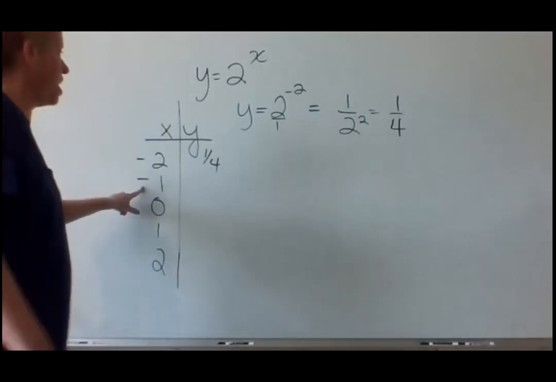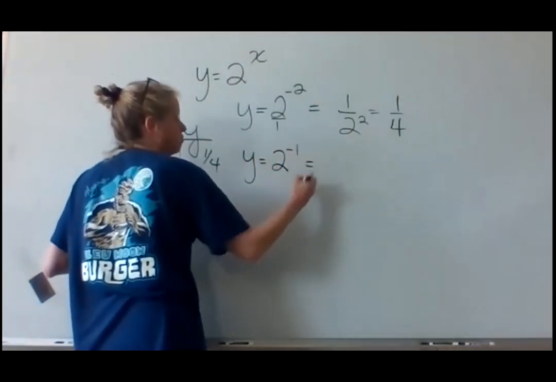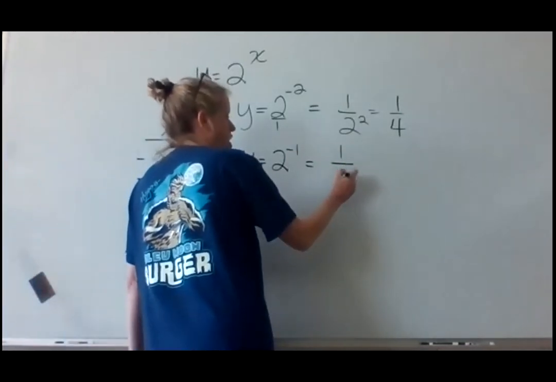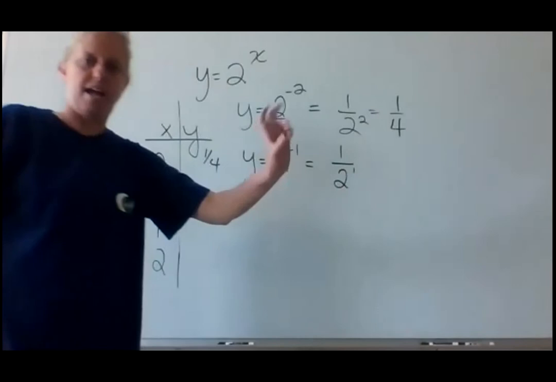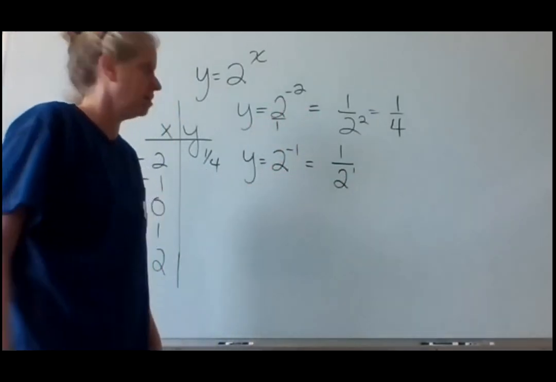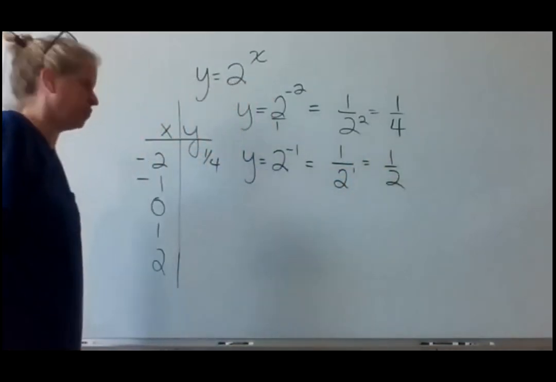I'm going to do the same thing now. I'm going to replace the X with -1. So 2 to the -1 power. So let's see, that'll put me at 1 over 2 to the +1, right? Because I have to flip it to make my exponent positive. 2 to the first power is just 2. So I'm just left with 1 over 2.